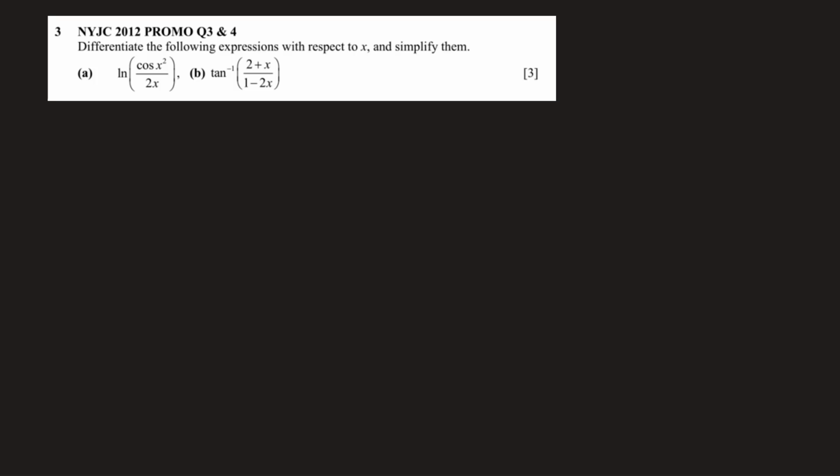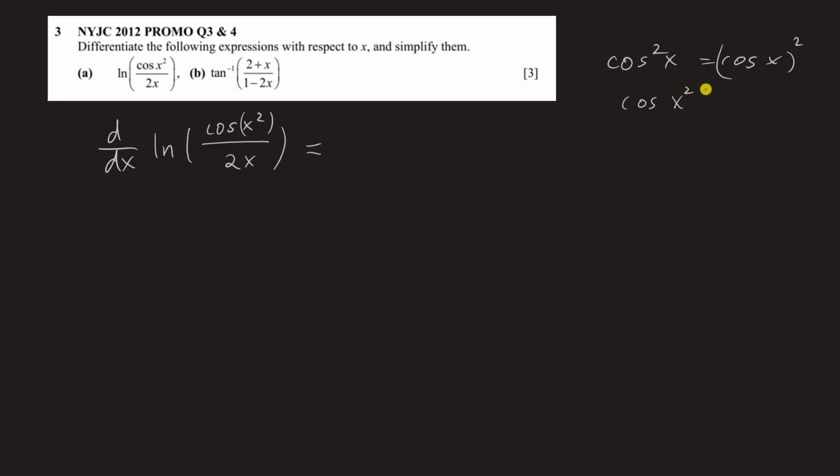First one, it's differentiating ln of (cosine x) squared over 2x. I put the bracket here because this square is only applied to the cosine x. There's a difference between this, which is (cosine x) whole thing squared, and this, cosine x squared, which is actually cosine of x squared. This is actually the second one, not this one.